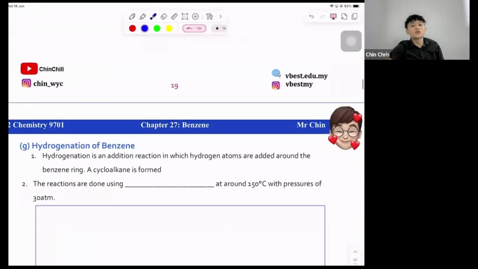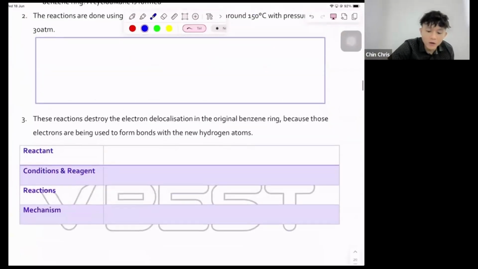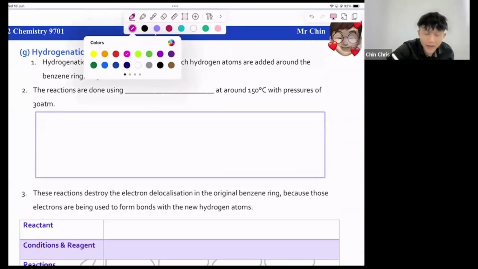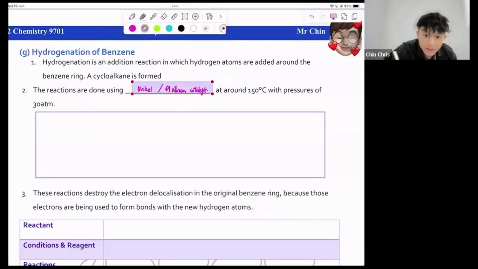Guys, I want you to look at hydrogenation of benzene. Hydrogenation of benzene is the easiest, basically. It's a reduction reaction or addition reaction. And what you're adding is hydrogen, using a nickel or platinum catalyst. Does it highlight nickel and platinum catalyst?